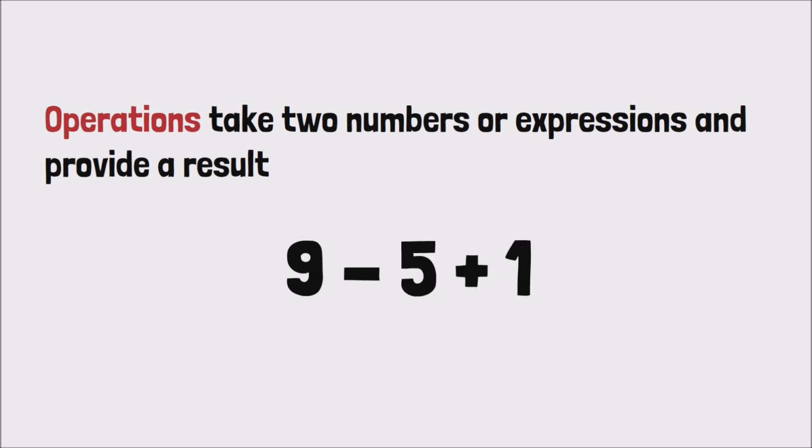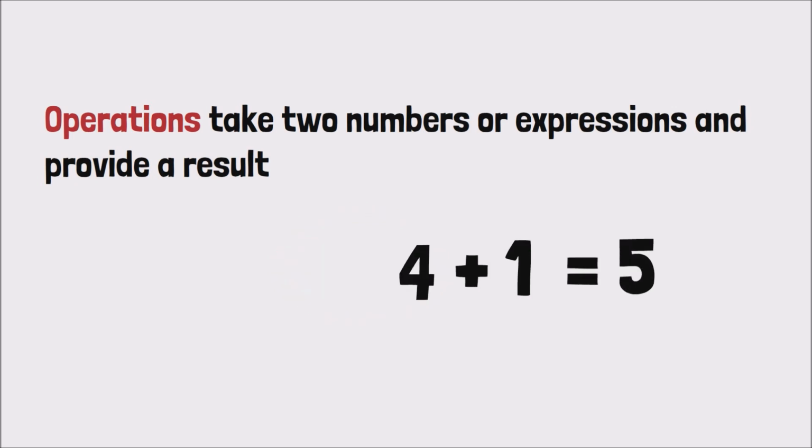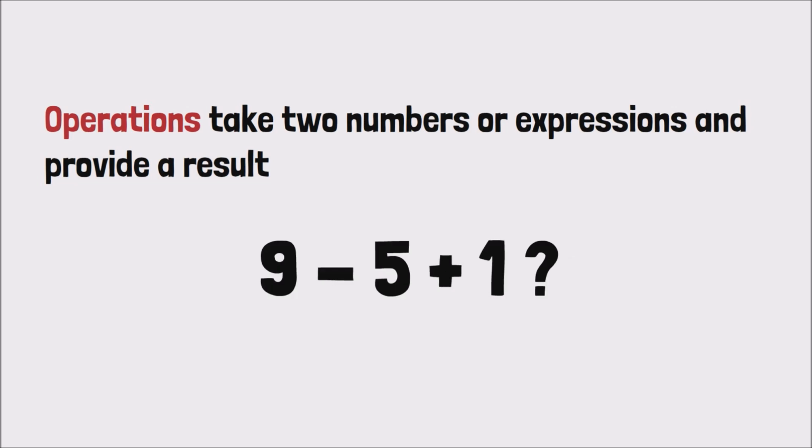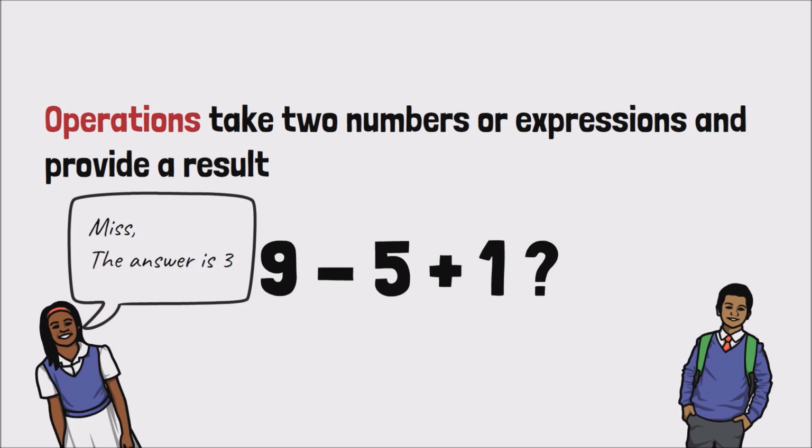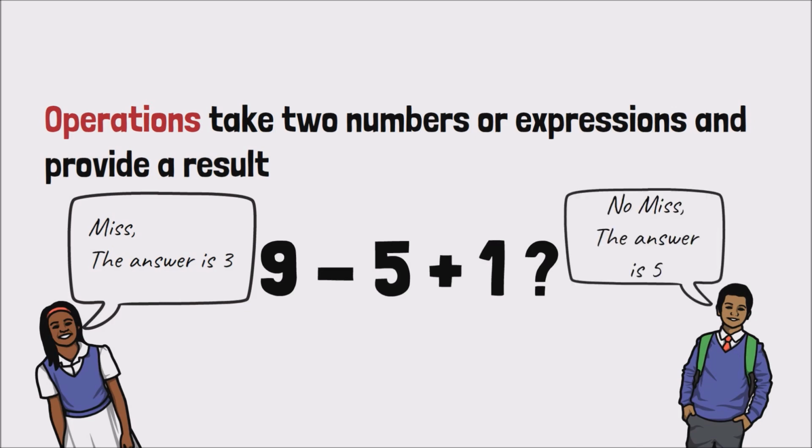But then somebody else might say, no, we subtract first. So then 9 minus 5 gives 4, and then when we add 1, we get 5. Now imagine if the teacher gives you this question. You would have some people in the class getting 3 and some people in the class getting 5. That's pure confusion, just like the vaccination line.